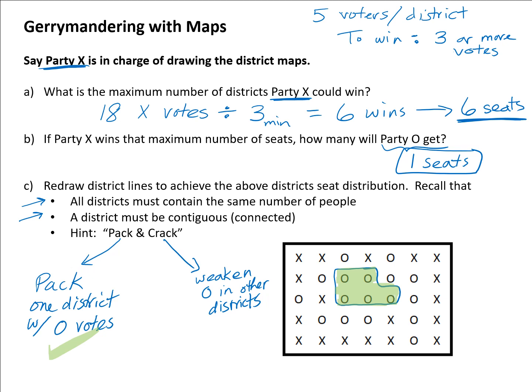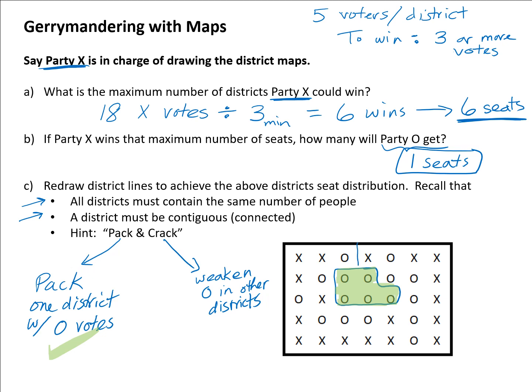Now what I want to do for the rest of drawing the districts is I really want to make sure that they all go to the X party, and that means I need to weaken O. So to weaken O, I want them to have just under the votes it takes to win. So if it takes 3 votes to win, it takes 2 votes or less to lose. So I want to basically create lines where I have 2 O's and no more in each one.